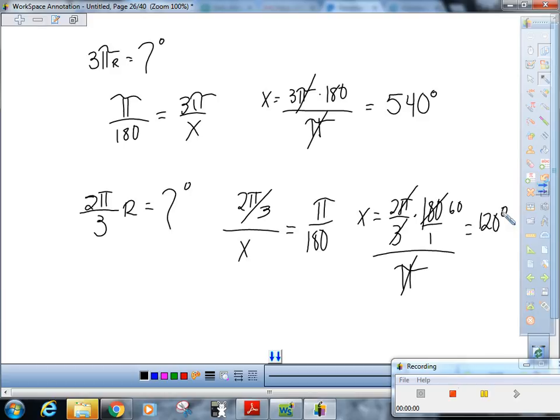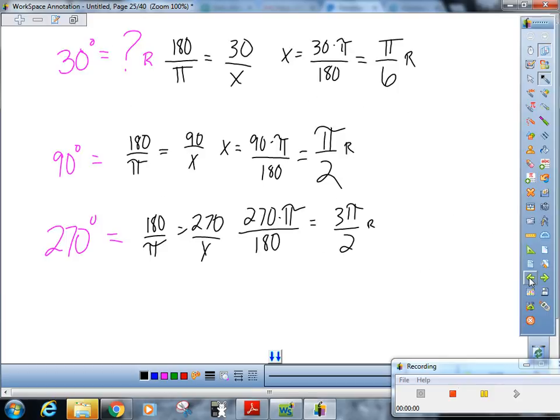Let's check to make sure that makes sense. What's pi again? 180. So is 2/3 pi more or less than 180? Less. Okay, good. Okay? Got it? So now let's come up with a formula.